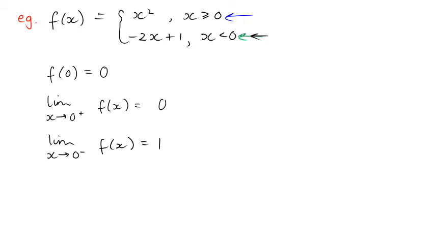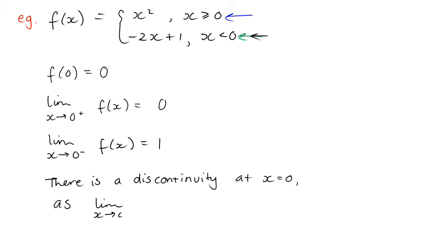So, does the limit as x approaches 0 in general exist? No, because we're approaching different numbers. So we've already proven that there is a discontinuity at x equals 0. Just like that. Continuity at x equals 0 fails, as the limit of x approaches a for the function does not exist. The limit does not exist.